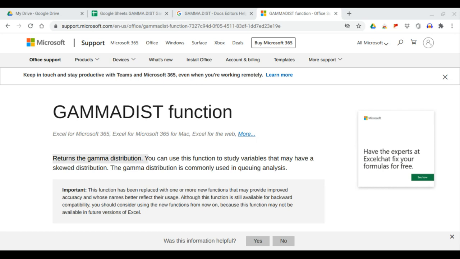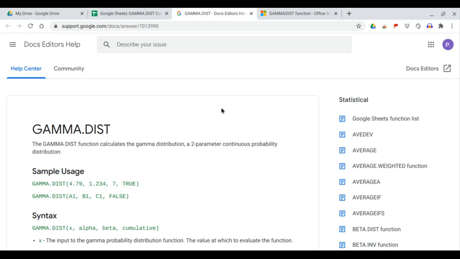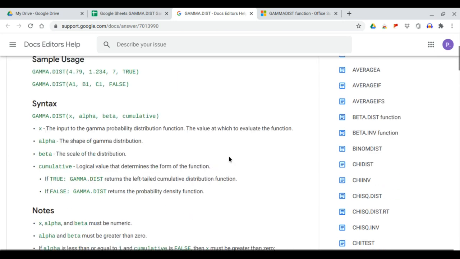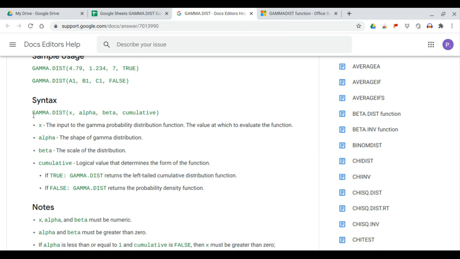The GAMMA.DIST function returns the gamma distribution, which is a two-parameter continuous probability distribution. The syntax for the GAMMA.DIST function is GAMMA.DIST of x, alpha, beta, cumulative, where x is the value at which to evaluate the function, alpha is the shape of the gamma distribution, and beta is the scale of the distribution. Cumulative is the form of the function where we choose the probability density function as the form.